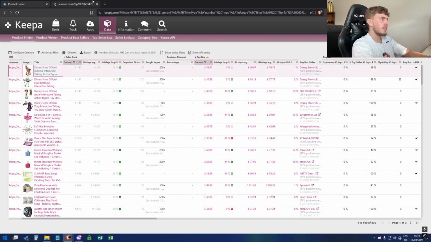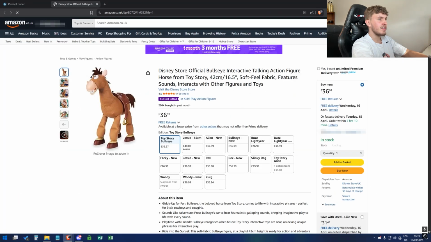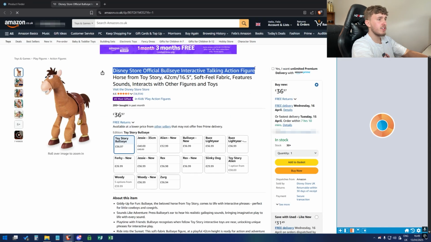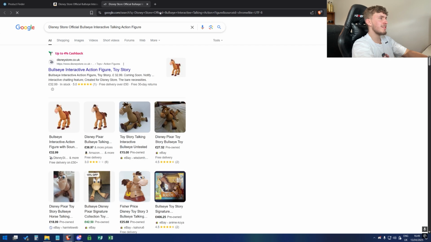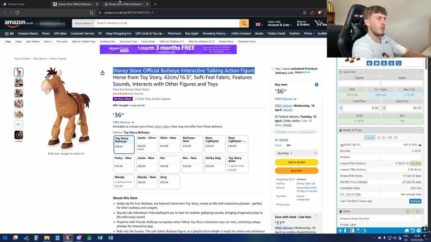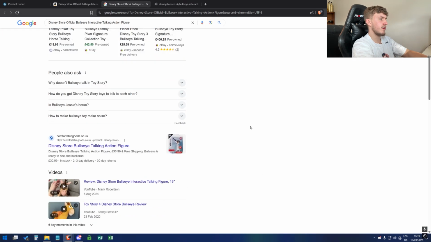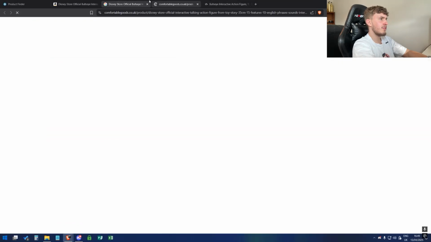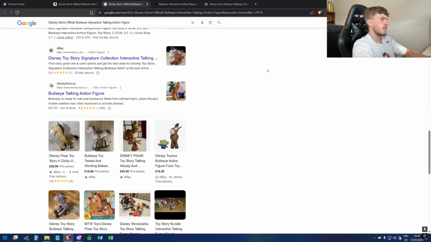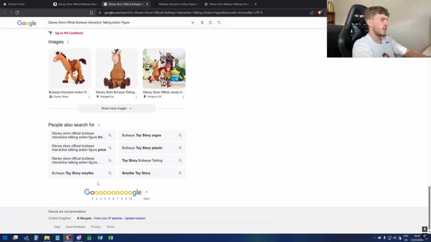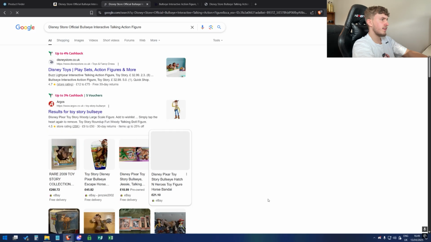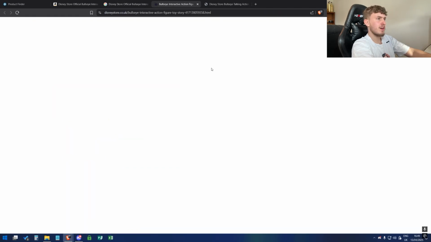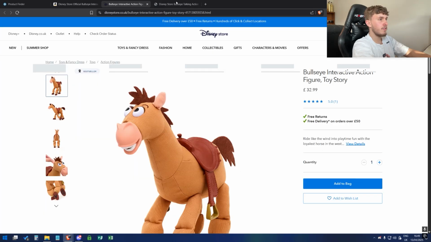So let's head on to this listing. We can see this Disney Store bullseye thing. We can just search the title, go on to Amazon. We can see it's 36 on Amazon. It's $32.99 on the Disney Store. We've also got it at this store here as well for $30.99. Can I see any other places selling it? No, I don't think so. Yeah, I think it's just those places right now which we can be stocking or looking at even. So yeah, we've got these two products here.